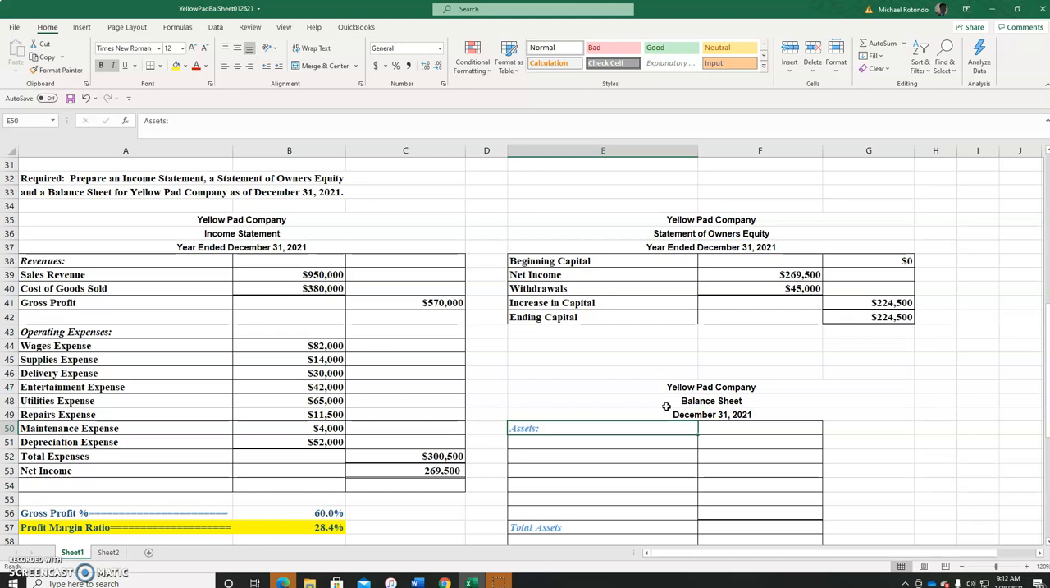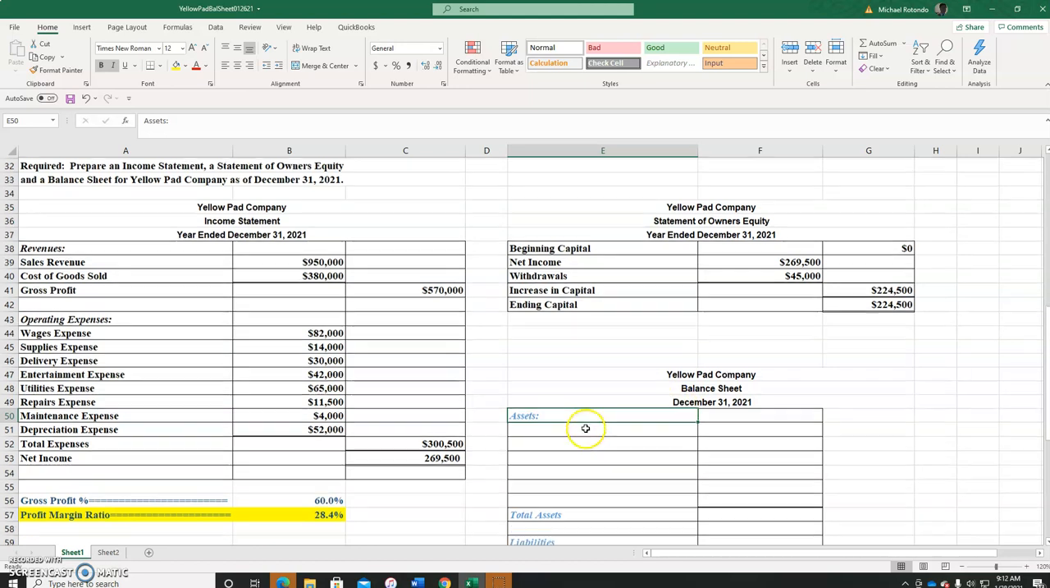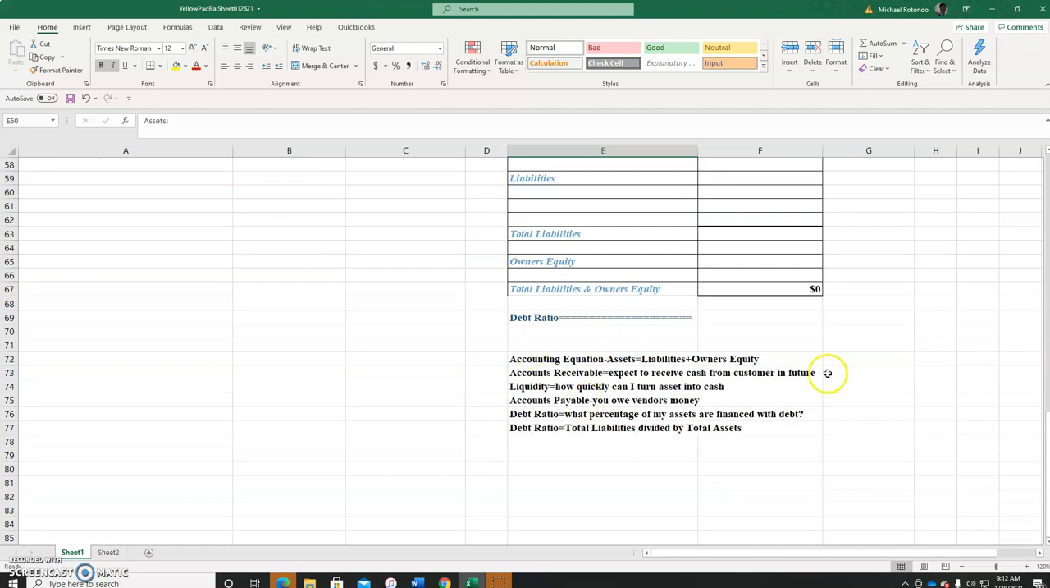What it has to do is report the assets, liabilities, and equity of the company. So it has to reflect the accounting equation, which is assets equals liabilities plus owner's equity. And that makes sense, right? Because we know that assets are economic resources that provide a future benefit. Liabilities are creditor claims on those assets, and owner's equity is the owner's claim on the assets. So it only makes sense that this should balance or equal.